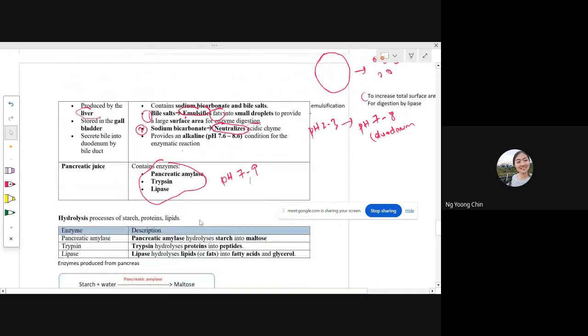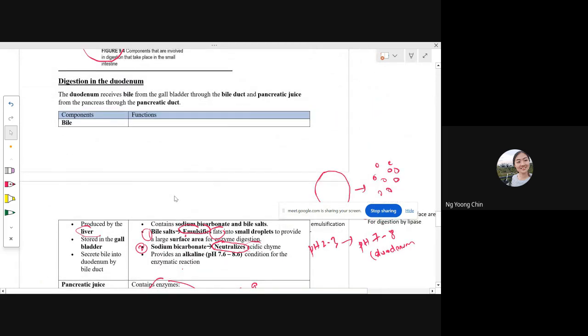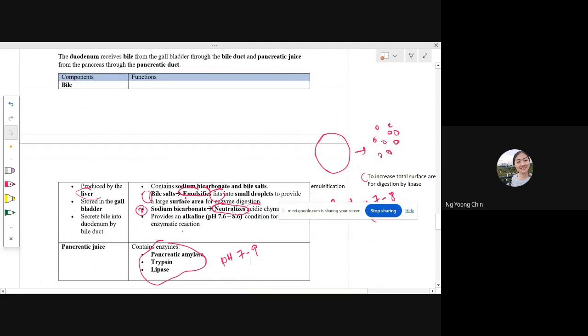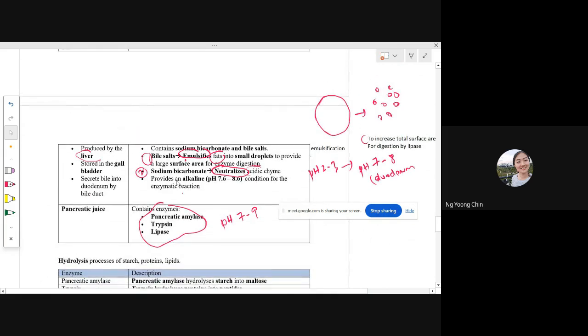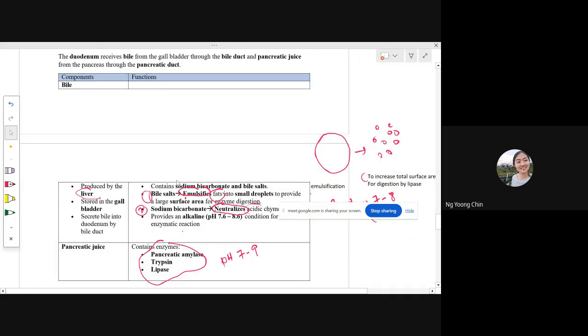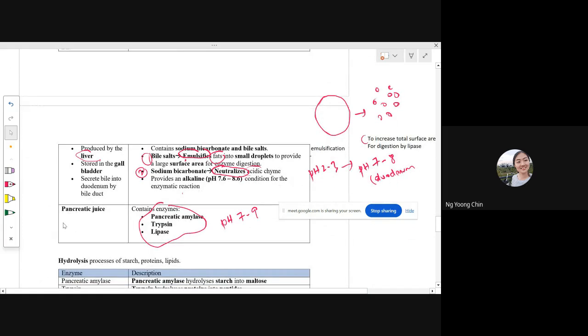Okay, so most important is to know the function of bile, which is the emulsification and neutralization of the acidic chyme. Then you should know the three types of pancreatic enzyme, which are secreted by the pancreas, but they act in the small intestine. They perform the digestion in the small intestine.